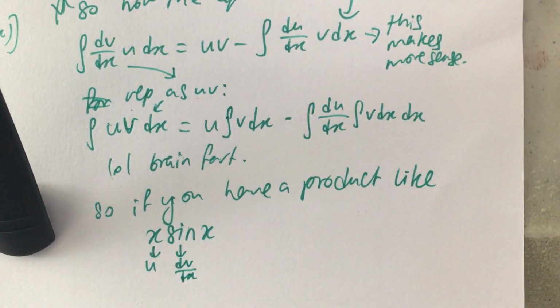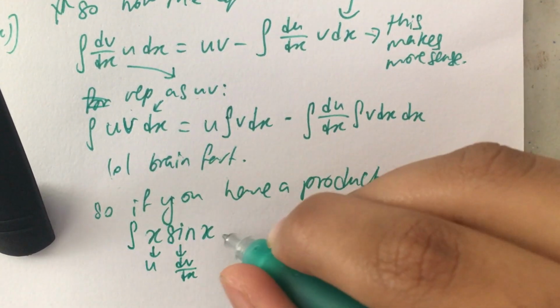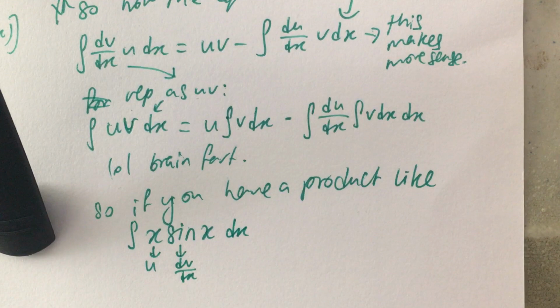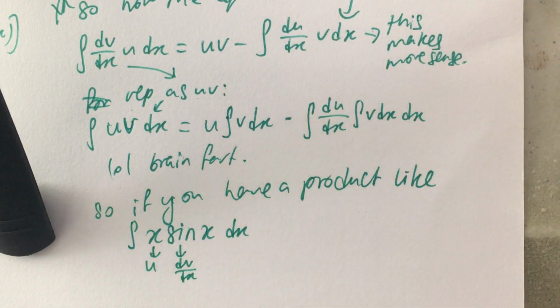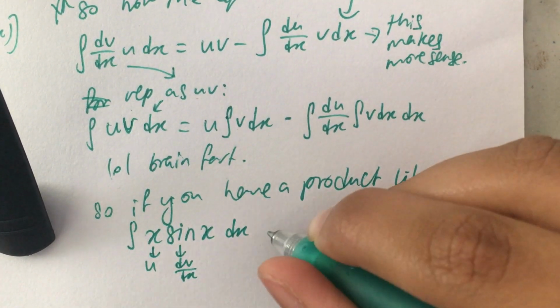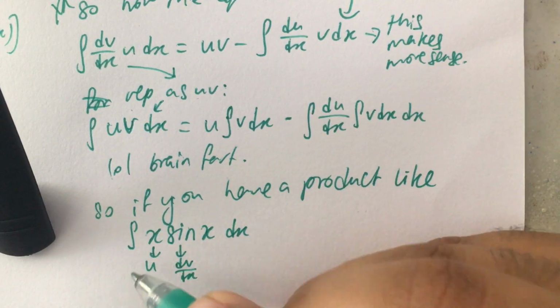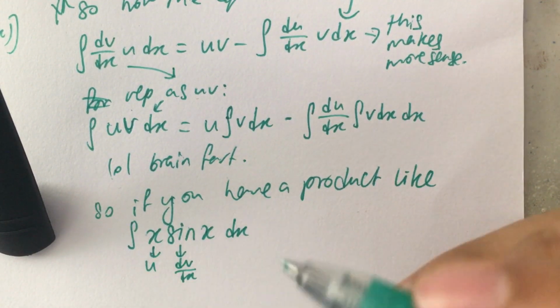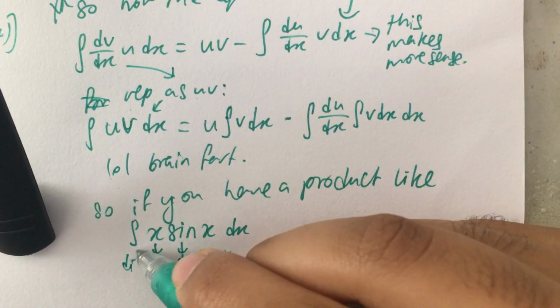So in order to execute this thing, you first need to identify your u and v. That's the important part. So for example, if you have something like, I don't know, x sine x, that's pretty simple. So you need to find one that you're willing to integrate and find one that you're willing to differentiate, in a sense. So which one is easier to get rid of? Of course the x.